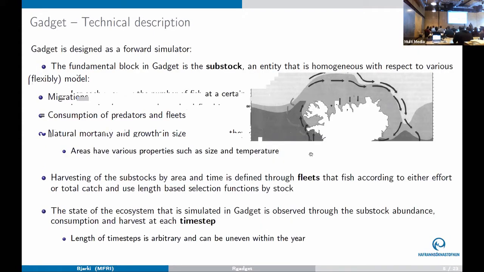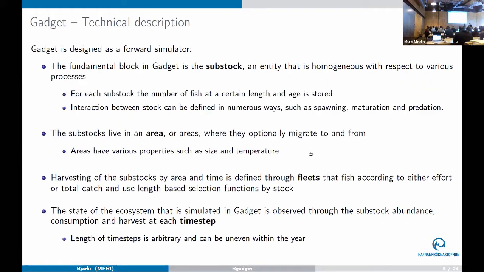So this is a helicopter view of how Gadget is structured. The key concept is a substock, which is a unit that is homogeneous with respect to the various processes that affect the stock. If you want to model the sexes differently, these sexes are different substocks which are related, similar to immature and mature stocks and other things. The substock stores the numbers of fish at age and length. And these substocks live in areas, depending on what the user defines them to be. You can have many areas, but some stocks live in one or the other.